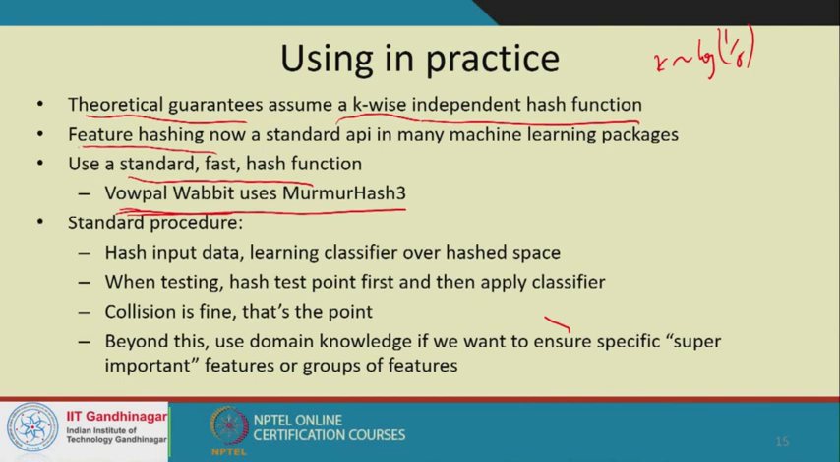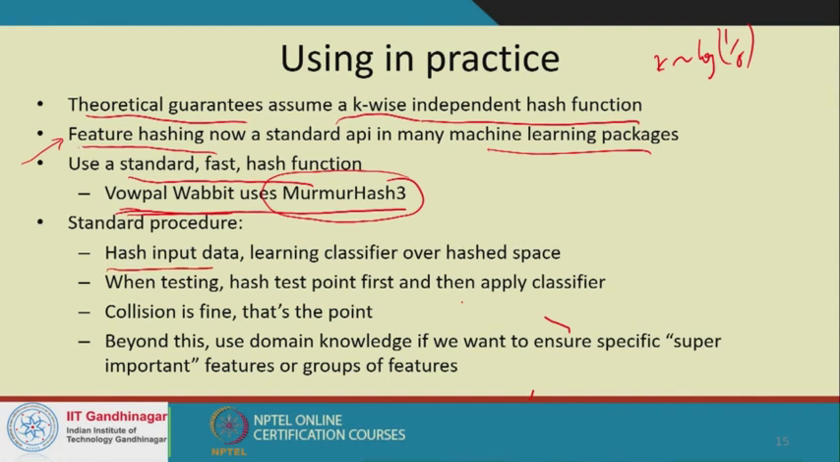So if you're using one of these machine learning packages, the suggestion is that you should definitely use the feature hashing API that they have provided. If you're implementing your own classifier, you should use one of the standard fast hash functions like MurmurHash. And this is what you typically do. Let's say you're doing text classification, you find a representation of your document in terms of n-grams, bigrams, etc.